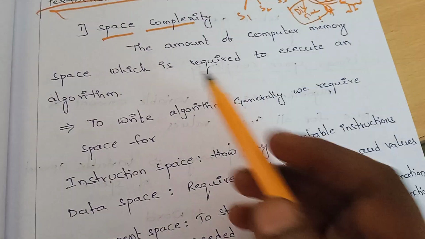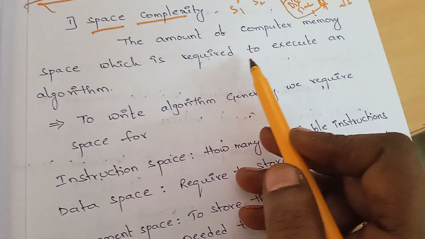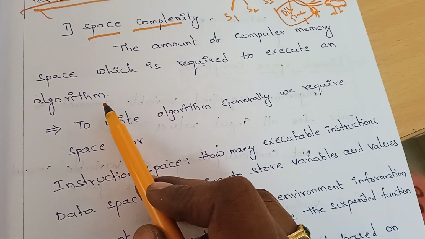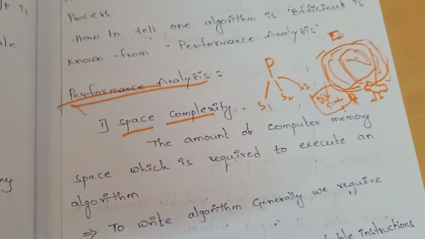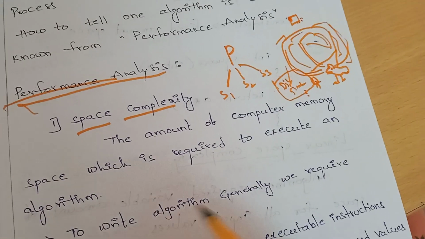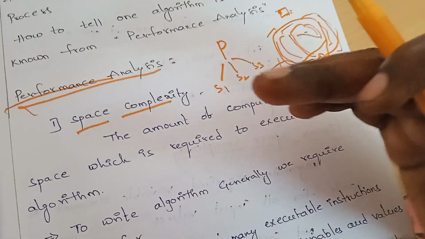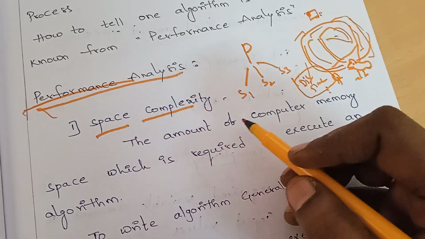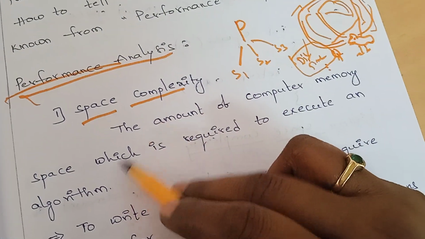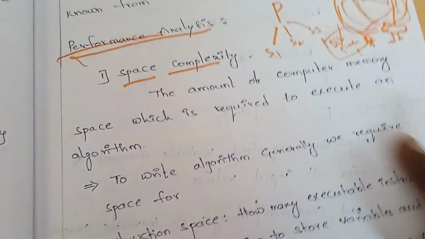Let's see what space complexity is. The amount of computer memory space which is required to execute an algorithm. This is what space complexity is. So when you are writing an algorithm, we will be writing step by step, and in one step there will be something to store in our computer memory, right? So the amount of computer memory space which is allocated or required to execute an algorithm.